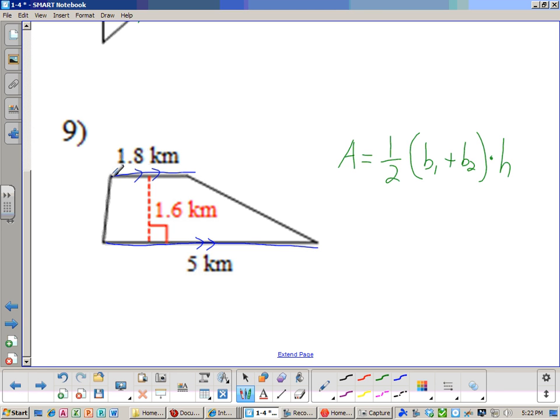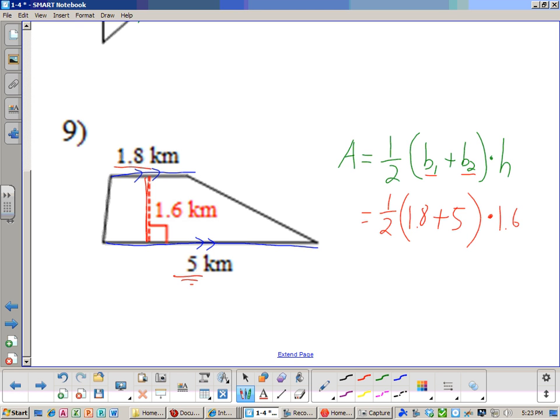I'm going to write right here 1/2 parentheses base 1 is, it could honestly be either one of these. I'm going to go ahead and pick the top one. Why not? The top one, which is 1.8 plus base 2, which we'll say could be the bottom one here, right? Doesn't matter which one you pick, honestly. I could say 5 plus 1.8 or 1.8 plus 5. Doesn't matter. I'm going to say times it by the height, which is given as 1.6.